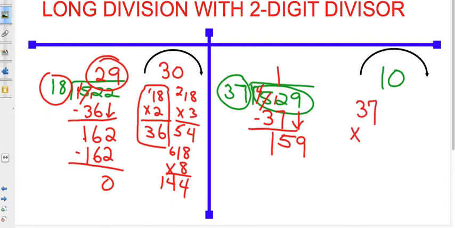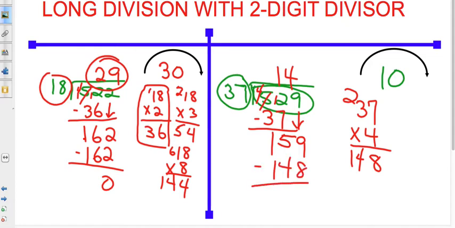37, I know it's close to 40. 40 goes into 60 about 4 times. So let me start with the number 4. There's 148. Looks like I could stop right there. I have the next digit in my quotient. That digit will be 4. 4 times 37 gives me 148. I am left with a remainder of 11 over 37.